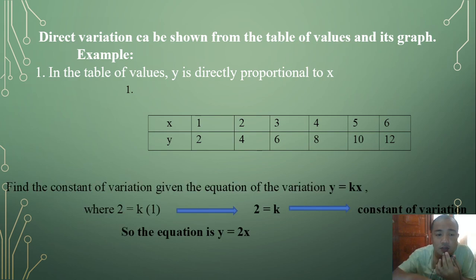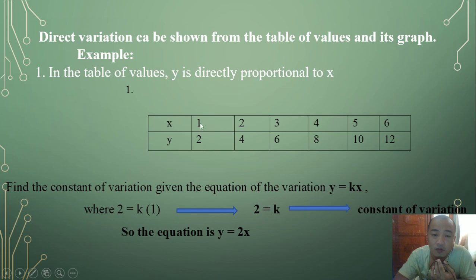So we have here the question: find the constant of variation. Given the equation of the variation y equals kx. So the equation of direct variation is this one, y equals kx. So the question is, what is the constant of variation from this table? So we can use the formula: k is equal to y over x. So just divide y by x.